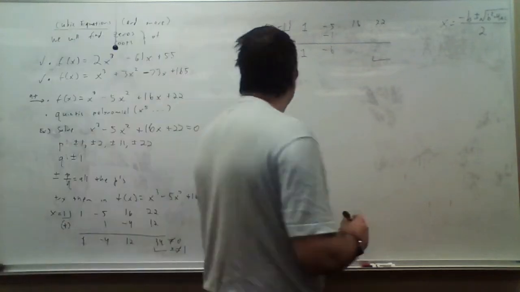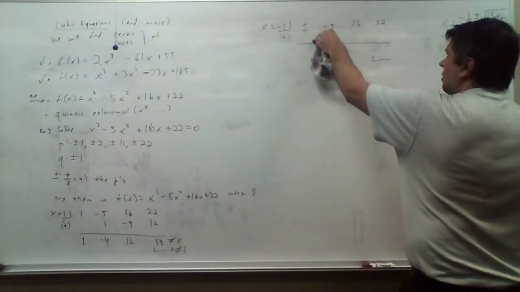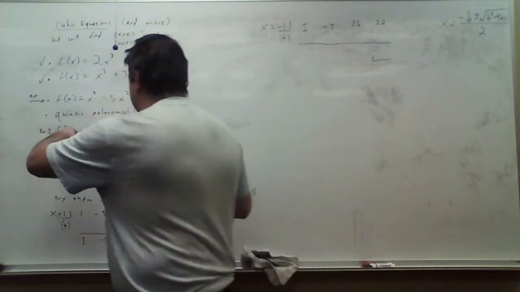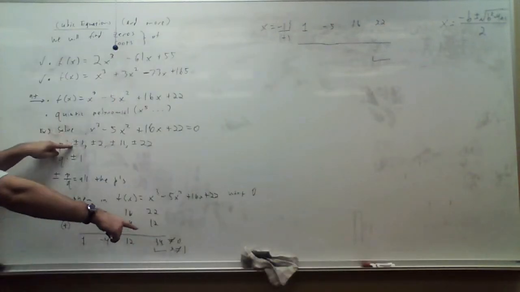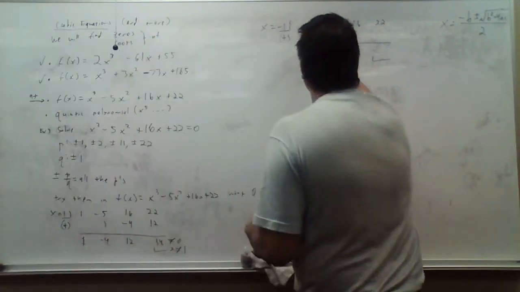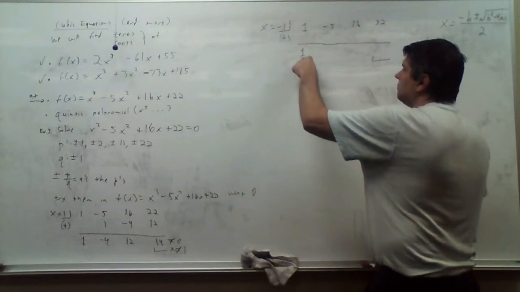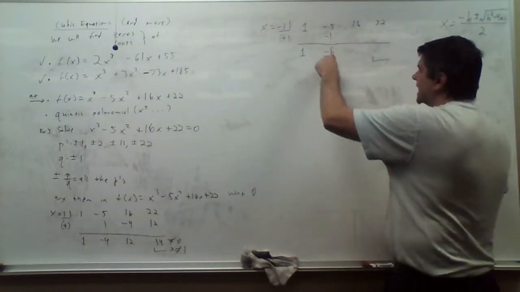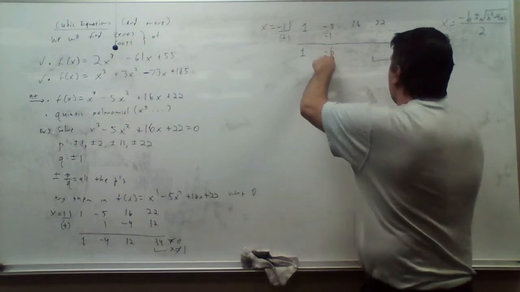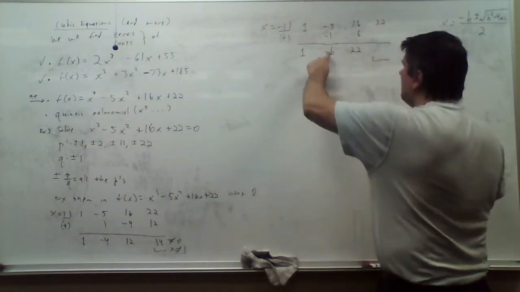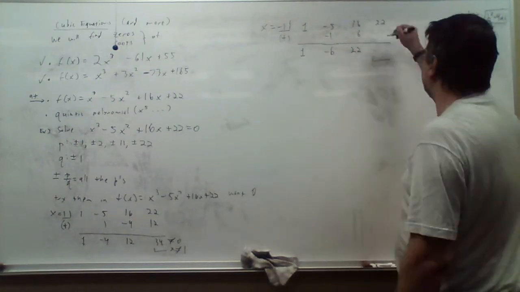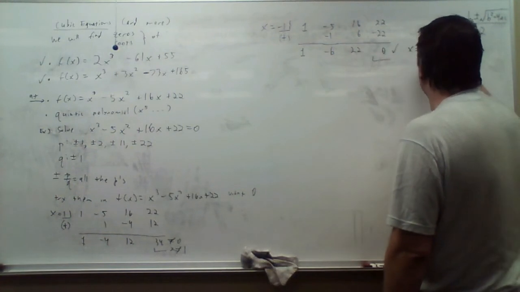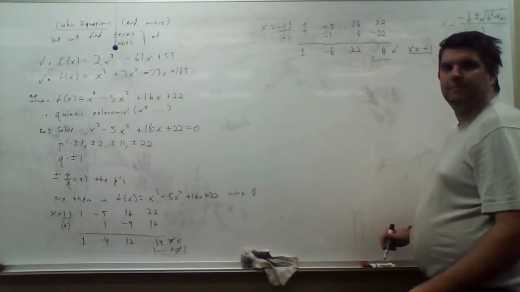So let's resume. We tried 1, it failed. Now we'll try negative 1. So bring down this 1. Negative 1 times 1 is negative 1. That's negative 6. Negative 6 times negative 1 is positive 6. That's 22. Negative 1 times 22 is negative 22. That's 0. That's what we want. x does indeed equal negative 1.